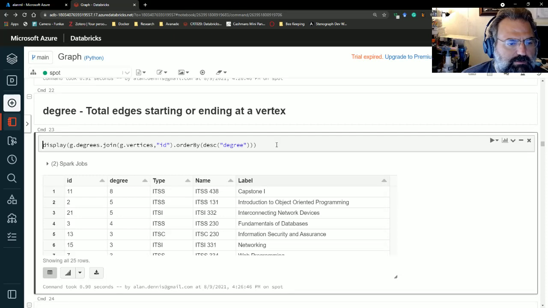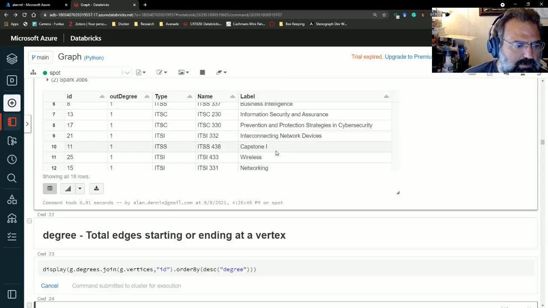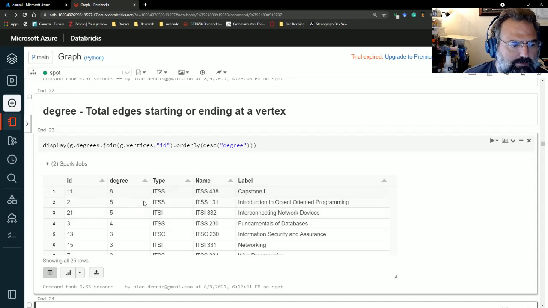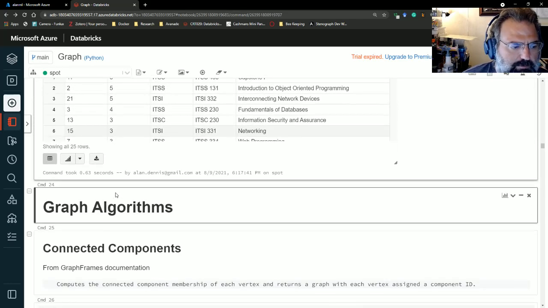Total number of edges, this is basically the summation, right? So the degrees, the total number of edges in or out of a given node. Not surprising, capstone 1 is the highest with 8: 7 pointing at it, and it pointing at 1, capstone 2.